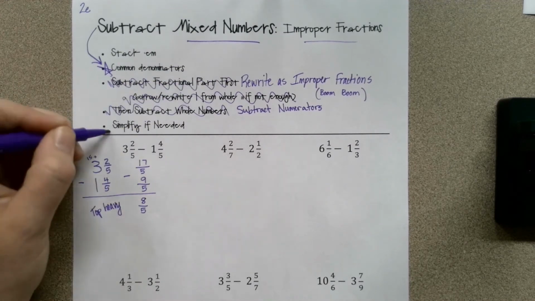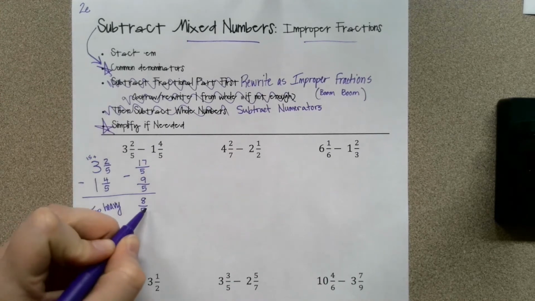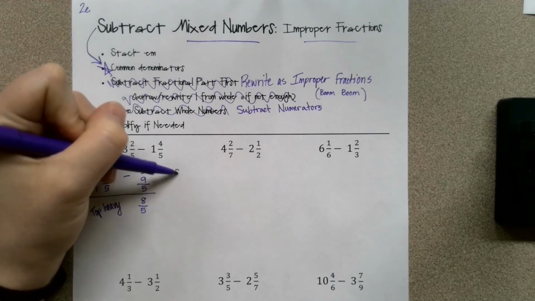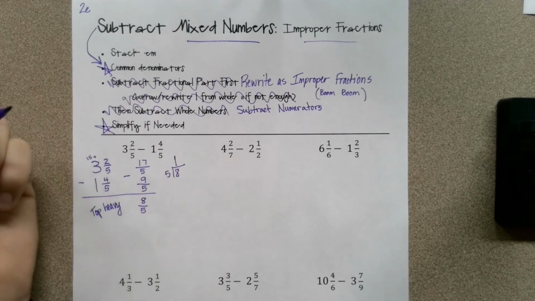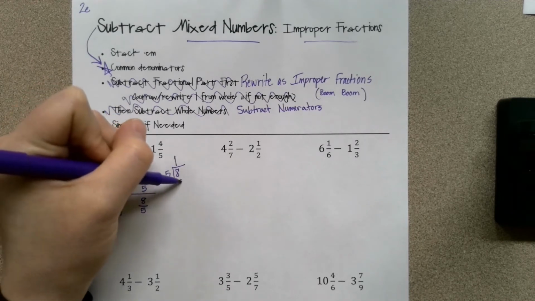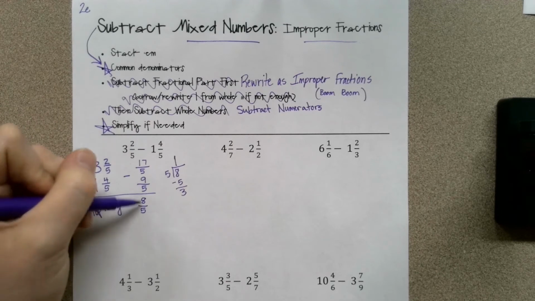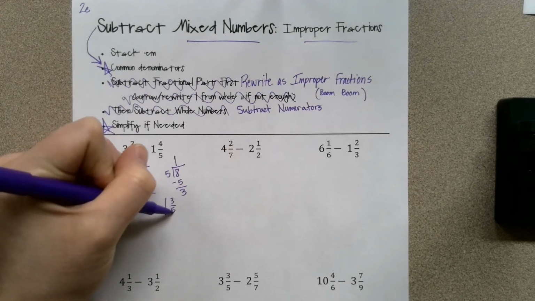So simplifying is also always super important. In this case, we need to divide 8 by 5. 5 goes into 8 one full time, so we know our whole number will be 1. 1 times 5 is 5, with 3 left over. So this 8/5 will become 1 3/5.